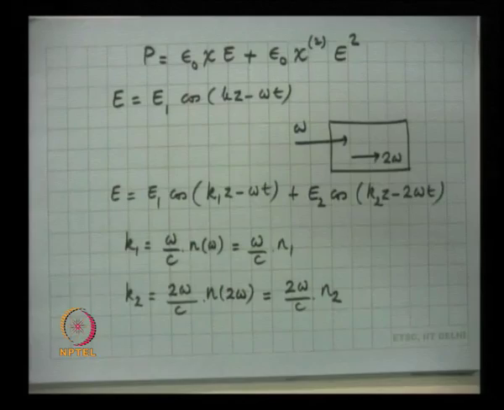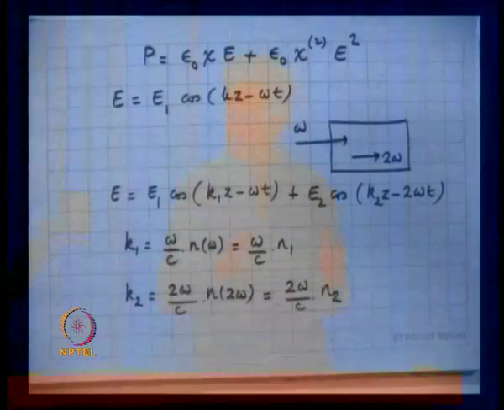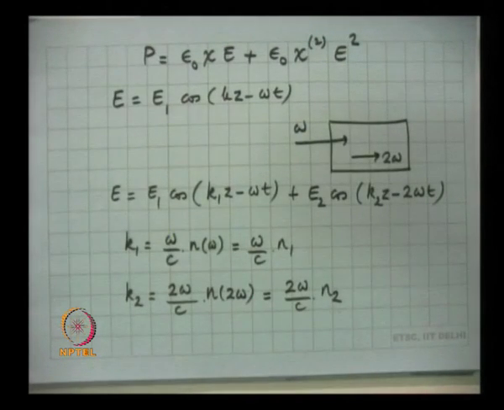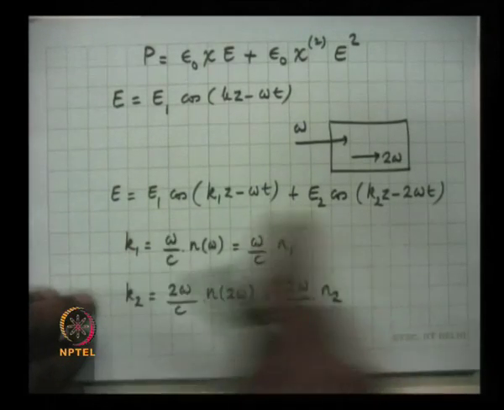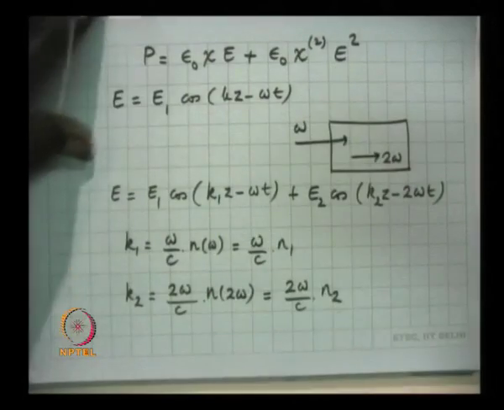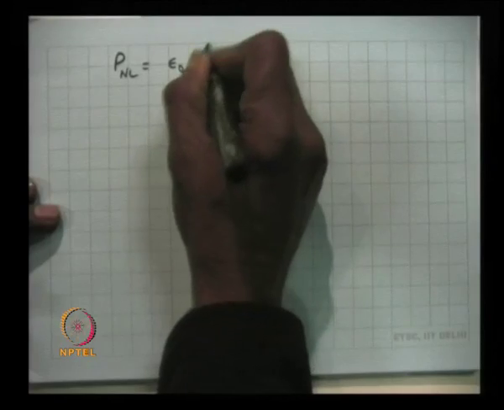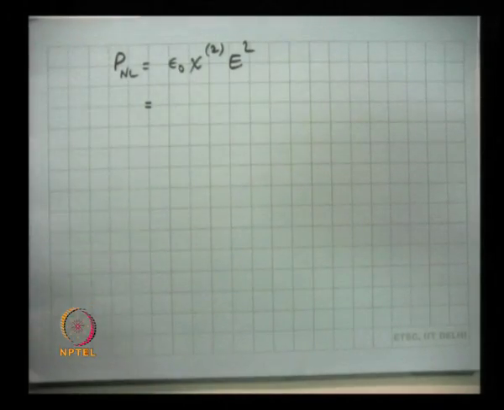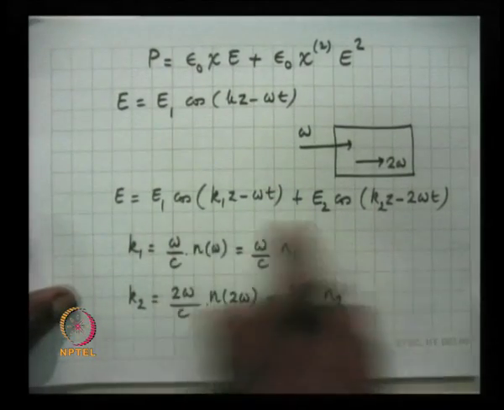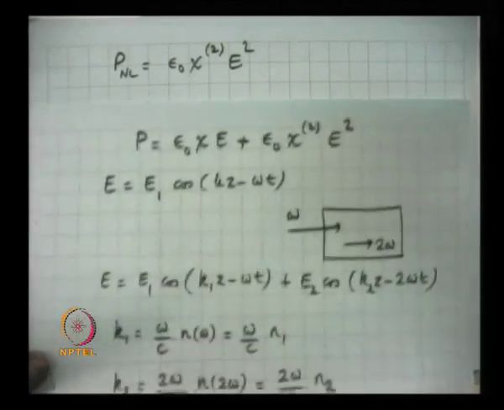So, when I launch inside the medium a frequency omega, through this E squared term I find that electric fields at 2 omega also get generated. So, the total electric field now becomes the sum of these two. So, what will happen if I substitute this into the total electric field here? Let me look at, for example, the second term only. So, let me look at the nonlinear polarization term. So, this is epsilon 0 chi 2 into E square. So, I substitute for E from this equation into this E square term here. So, what will I get?